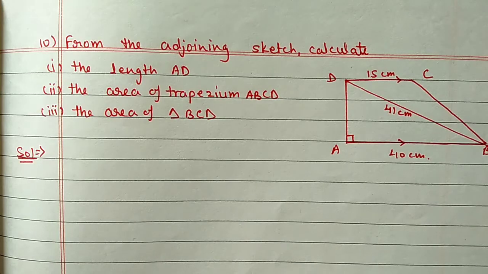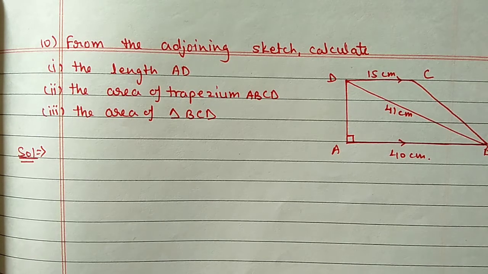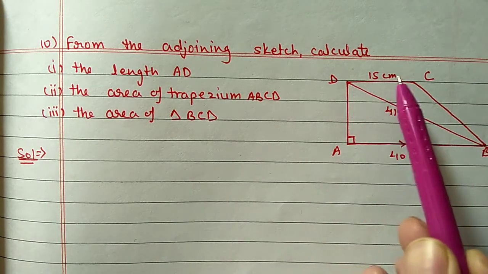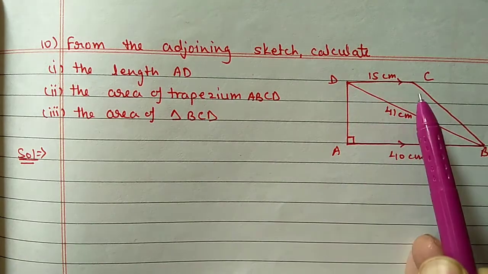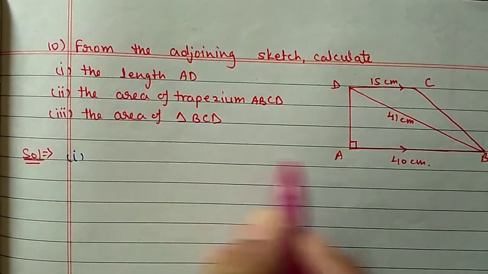Next, question number 10. From the adjoining sketch, calculate the length of AD, the area of trapezium ABCD and the area of triangle BCD. It means first we have to find out this side and then the area for this full figure and the area of this triangle. So first part we are starting now.